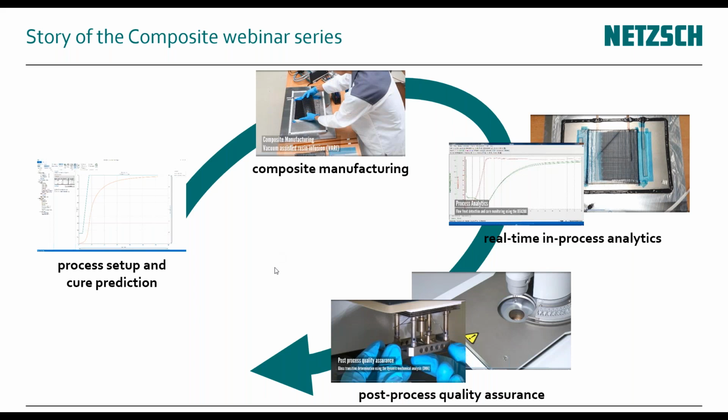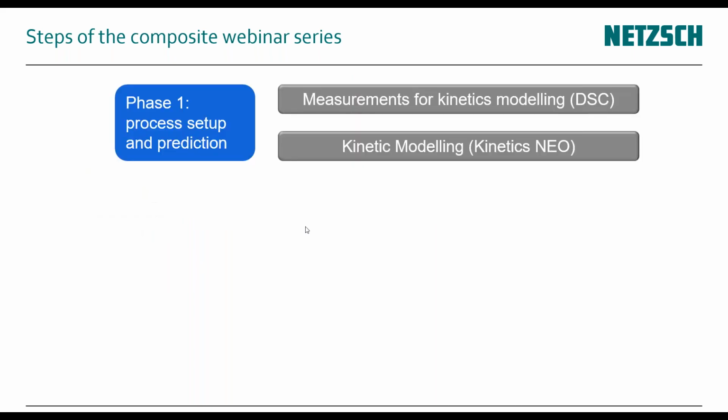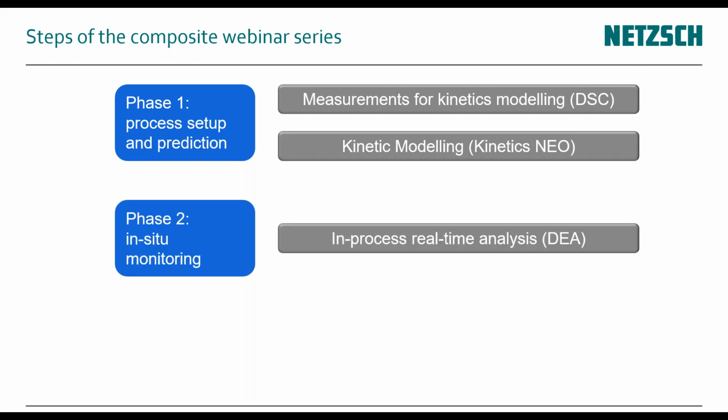So we have to see if our process went right. And the number one method, there are different methods. There's also a DSC displayed here, but the number one method to do this for composites is dynamic mechanical analysis, for a very good reason that you will learn in a second. So there are 3 phases: process setup and prediction, where I just mentioned we can use the DSC, differential scanning calorimetry. You can use, and we used kinetics modeling, the NETZSCH Kinetics Neo package.